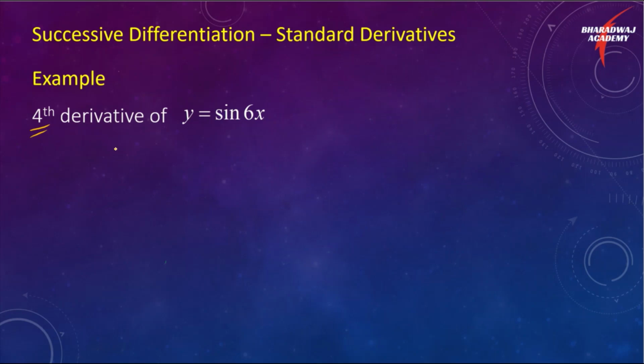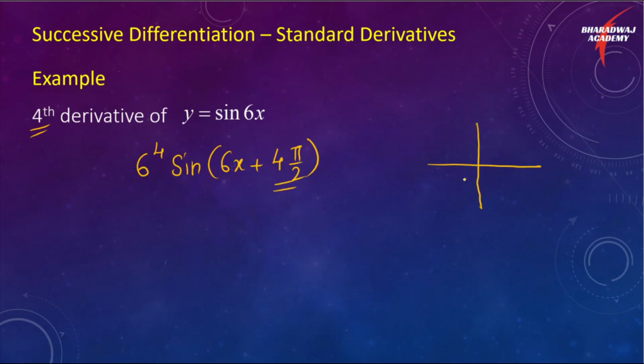Let us see. Direct application of the formula will give us the nth derivative as 6 power 4, a power n, into sine of 6x plus n pi by 2. What is n here? 4 pi by 2. Now observe this term, 4 pi by 2. It is nothing but 2 pi, because 2 cancels 4 to give 2.